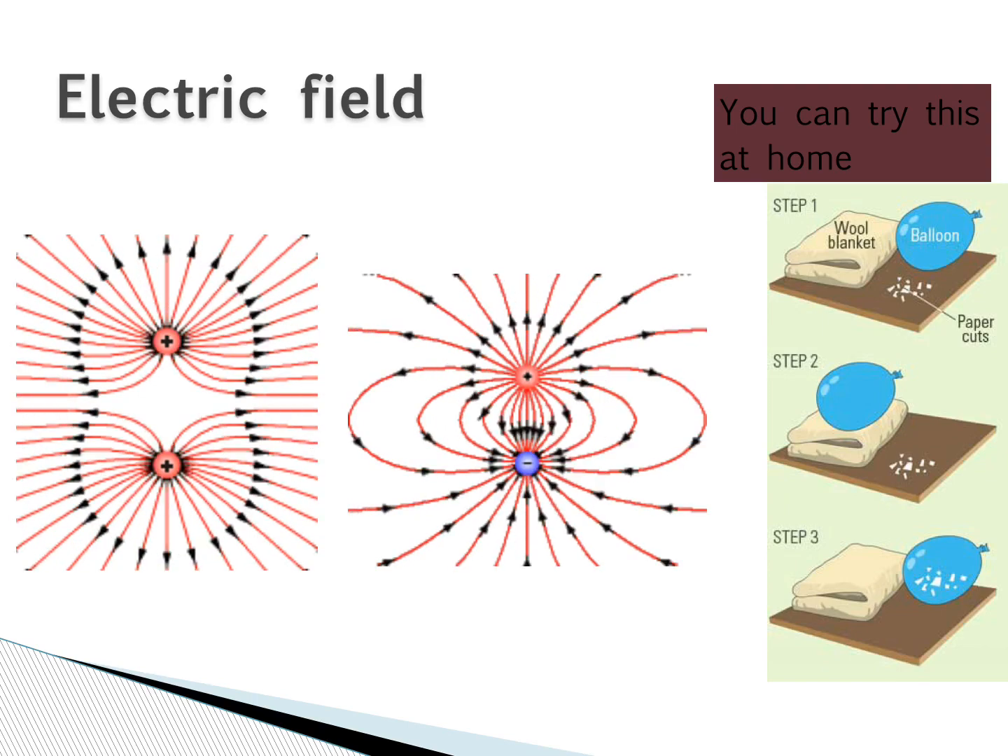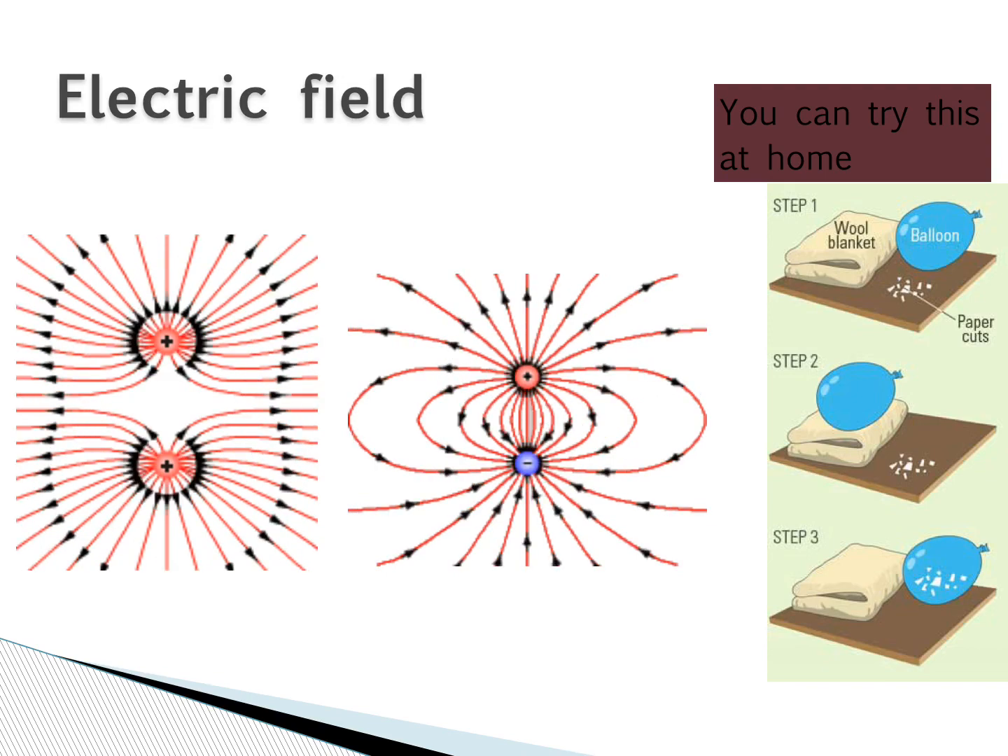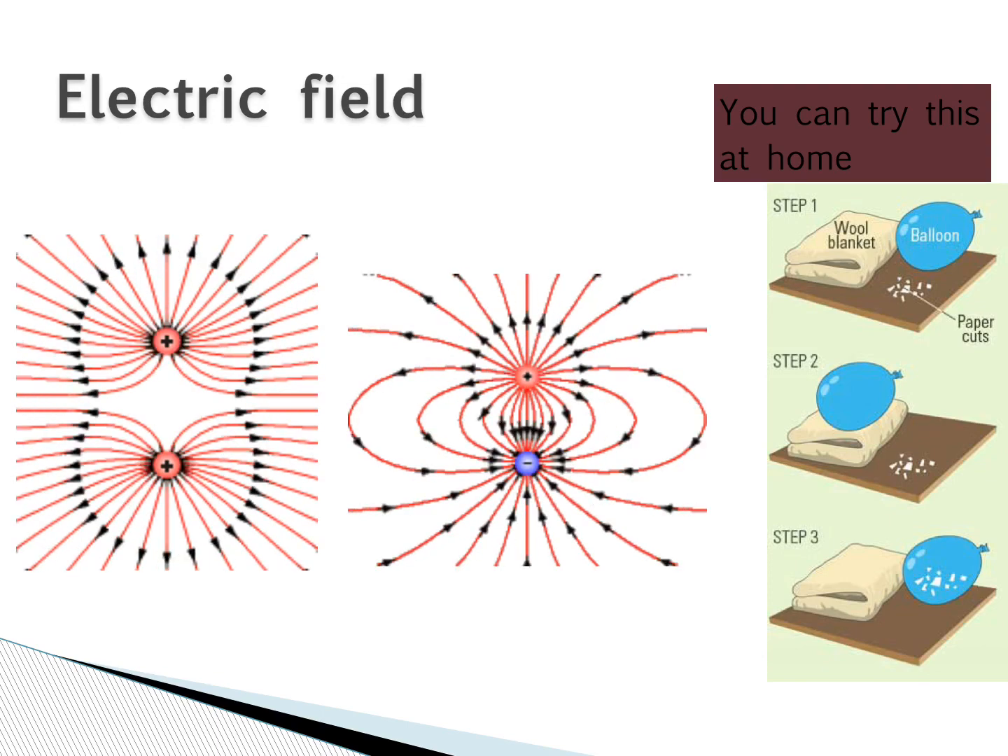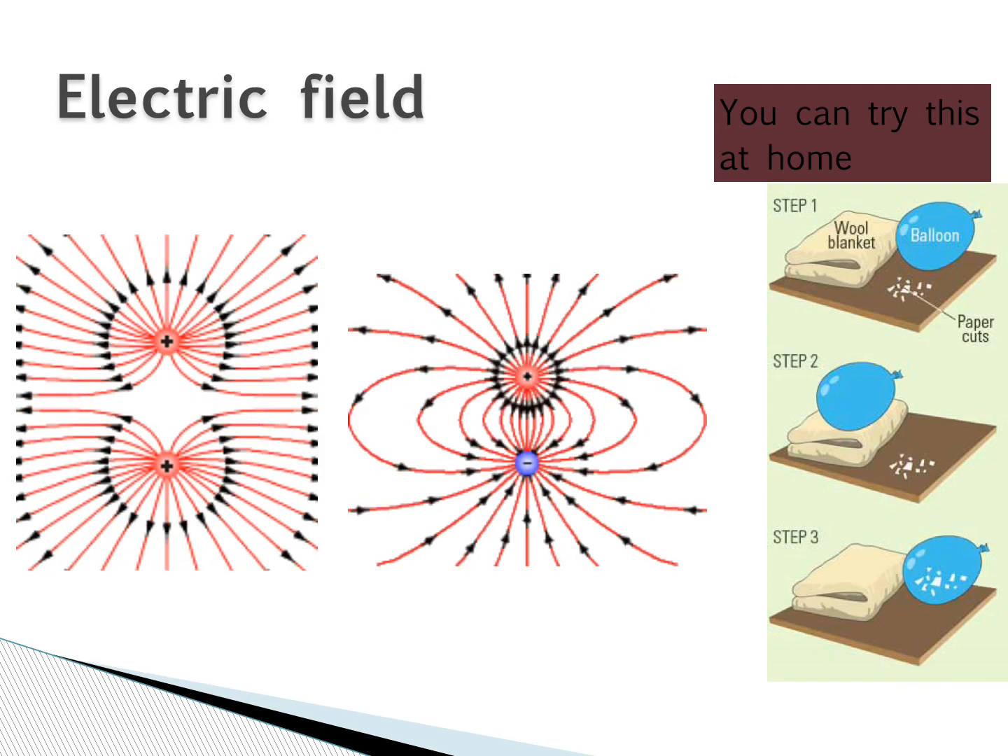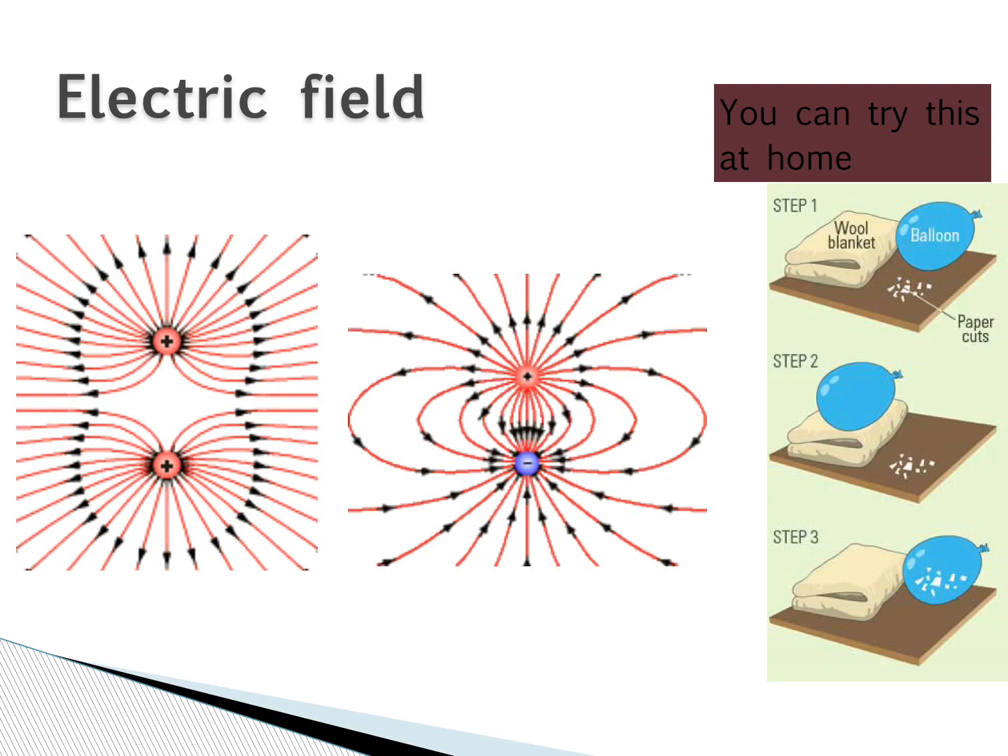Okay, now let's look at the electric force. An electric force causes two objects with opposite charges to attract or pull each other, as you can see in front of you. What about if the two objects have the same charge? An electric force causes two objects with like charge to repel or push away from each other, as is clear in front of you.